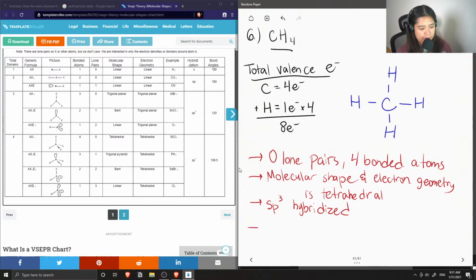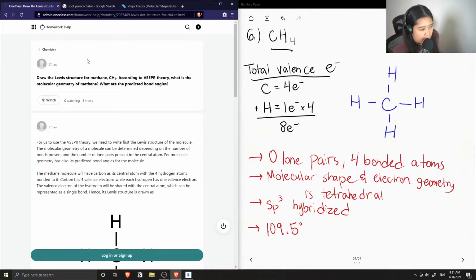And the predicted bond angles are around 109.5 degrees. Okay, so now let's see what the junior tutor said.